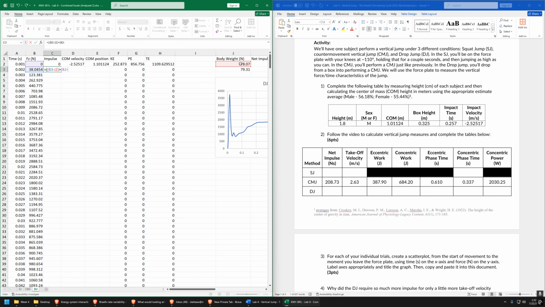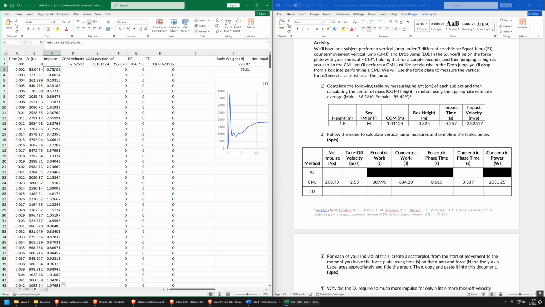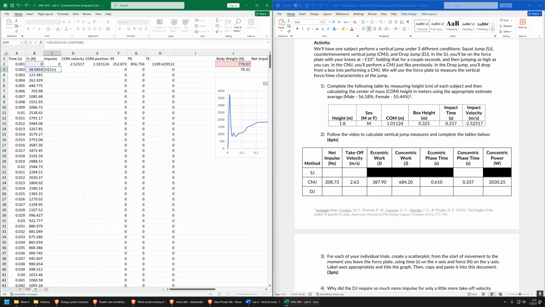And then again, subtract body weight, close parenthesis, so everything in each of these two things will happen first, then you add that sum together and divide by 2. And then we multiply by 0.001. That's just the time difference between each interval of force measurement. So force times time. Whoops. Before I do that, I need to add in dollar signs. There we go. Make sure you have dollar signs for body weight both times.